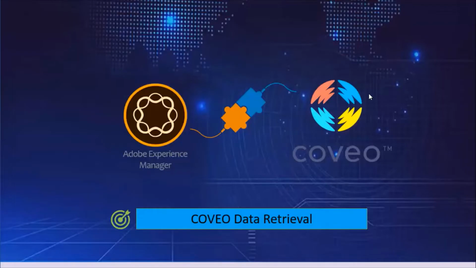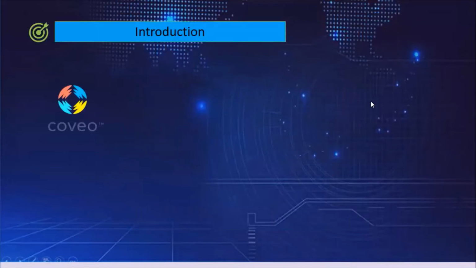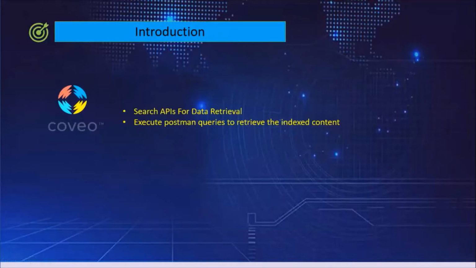Hey friends, in this video, we will understand about Coveo data retrieval. Coveo provides a set of search APIs for the data retrieval purpose. In our previous video, we have indexed a set of contents. So in this video, we will execute Postman queries to retrieve the indexed content.